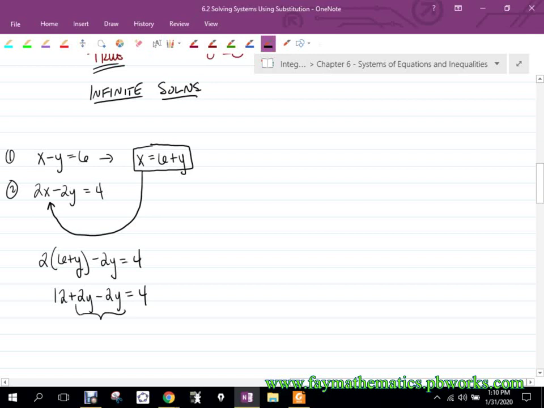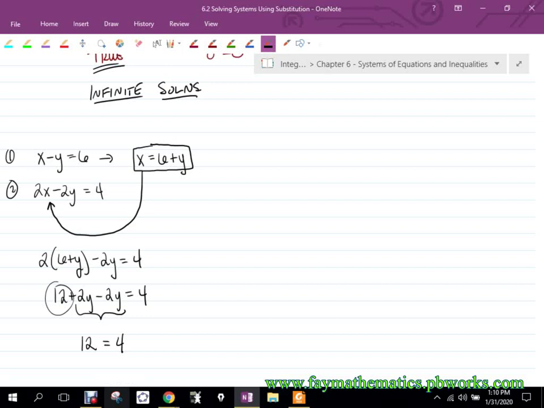So what do these terms go to? Y, 0. 0. So you're left with 12 plus 0, right? Because you got this 12 right here. So when I say 12 plus 0, you're just going to write 12. Is that what you're saying? Yeah. Okay. So 12 equals then 4, right? And that's false. Okay? And that's the thing.